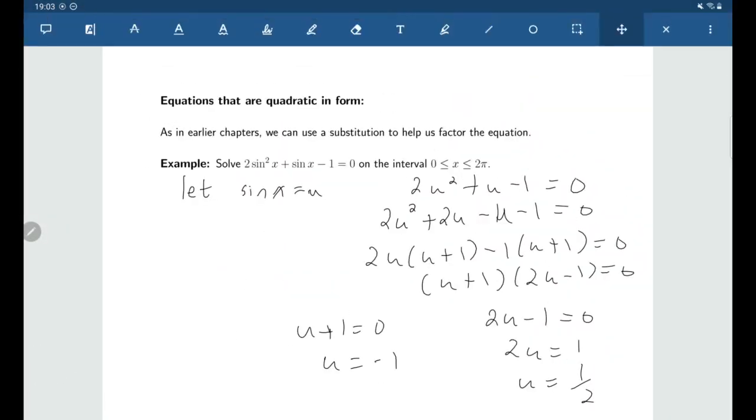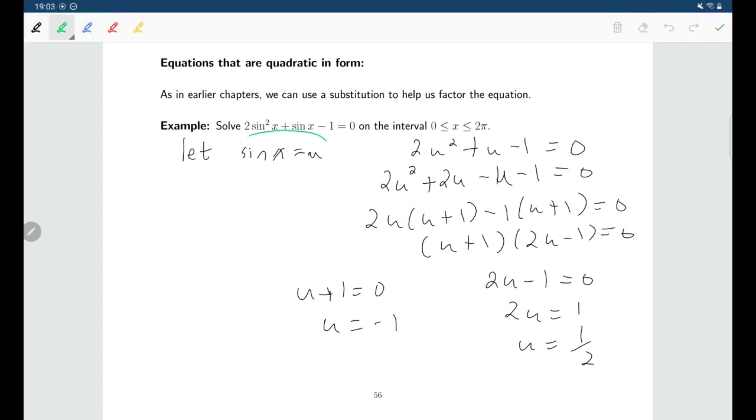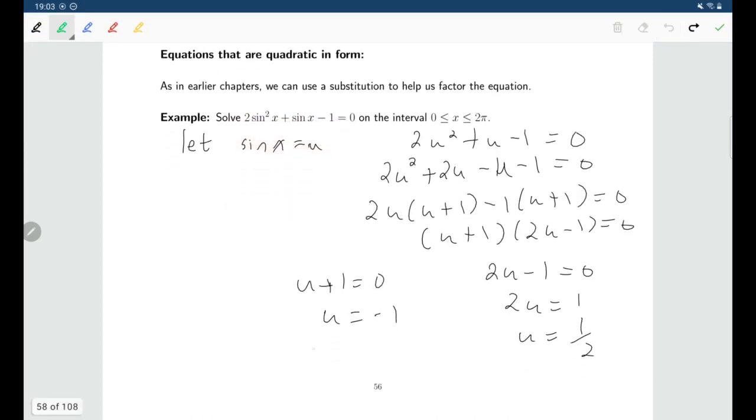We found out that u is negative 1, but we weren't interested in what u was. We were interested in x. u is sine of x. So actually what we really have here is that sine of x is negative 1, and sine of x is equal to 1/2. So actually we've got two trig equations now that we need to solve.